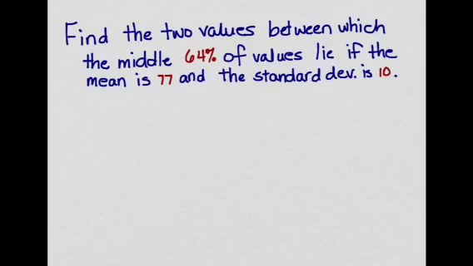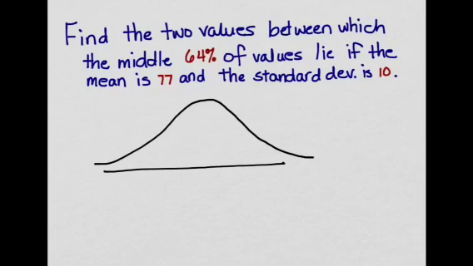In this problem, we want to find the two values between which the middle 64% of values lie if the mean is 77 and the standard deviation is 10. So let's draw our normal distribution. Let's see exactly what we're looking at here. Okay, so the mean is 77, standard deviation is 10, and I really don't have to go into this much detail when I'm working the problem, but I just want to be clear what's going on.